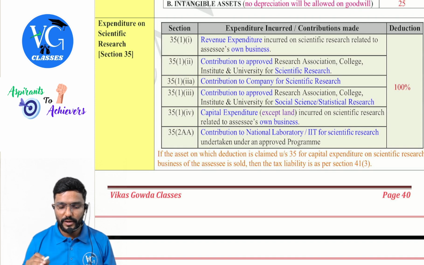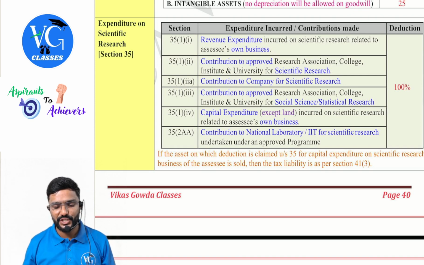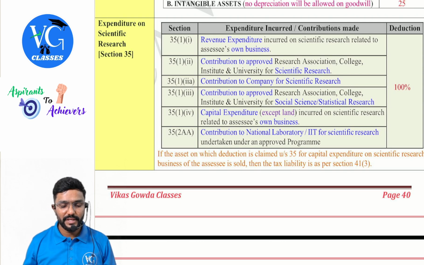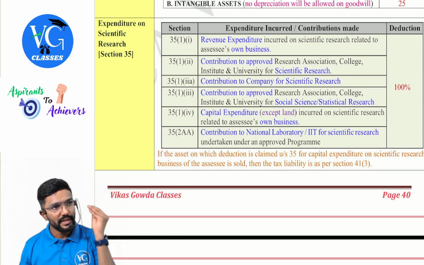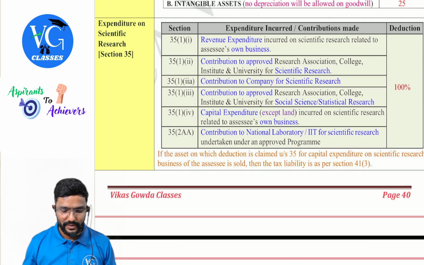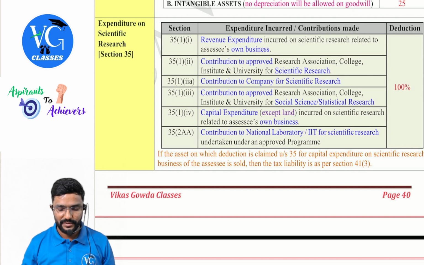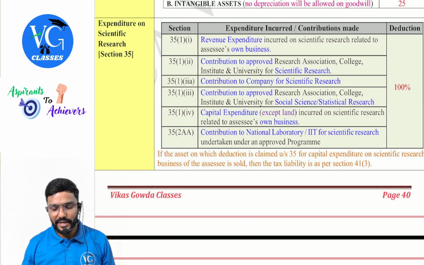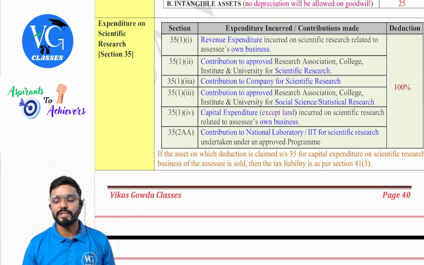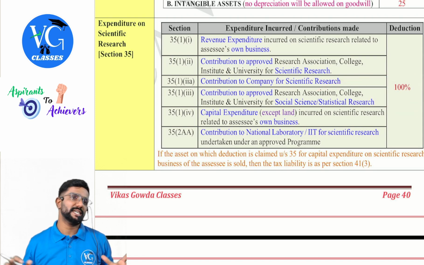35.1.2 is contribution to approved research association, college, institute and university for scientific research. Then 35.1.2A is contribution to a company, add the word Indian company there specifically, for scientific research. Then 35.1.3 is contribution to approved research association, college, institute and university for social science or statistical research. Last one, 35.2A is contribution to national laboratory, IIT for scientific research undertaken under an approved program. For all these contributions, 100% is allowed as deduction, even though it is not related to your business.